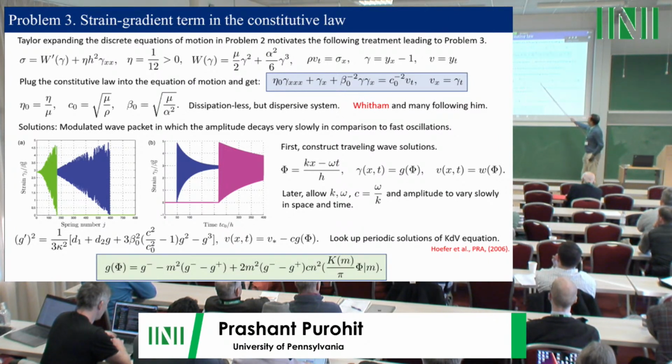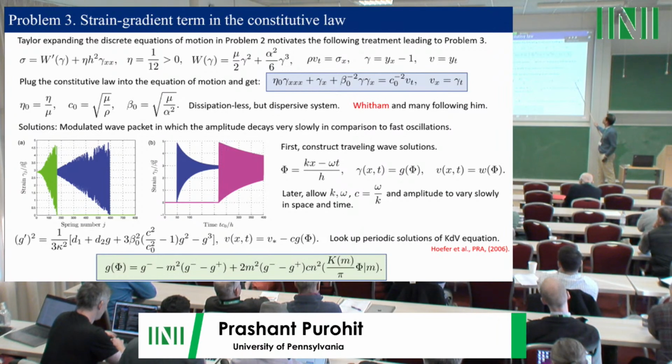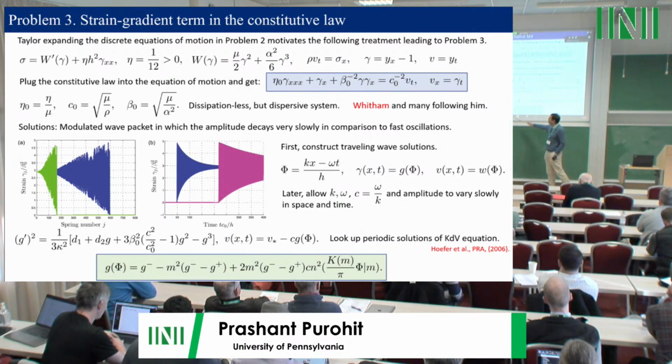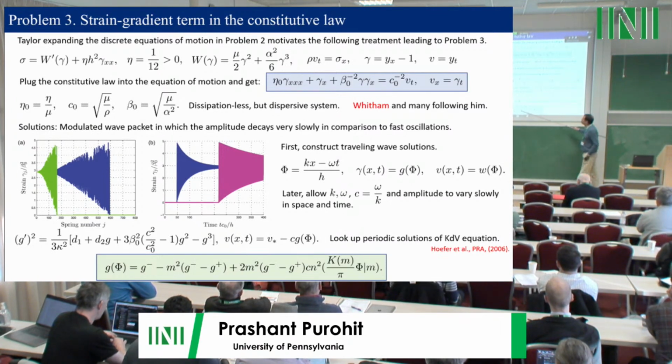So you say that gamma(x,t) can be written as g(phi). Phi is the traveling wave variable. V is denoted by w(phi). You plug all this into the equation of motion upstairs. You get that equation for g prime. The solutions of this equation are periodic, and they are given in terms of the elliptic function cn.